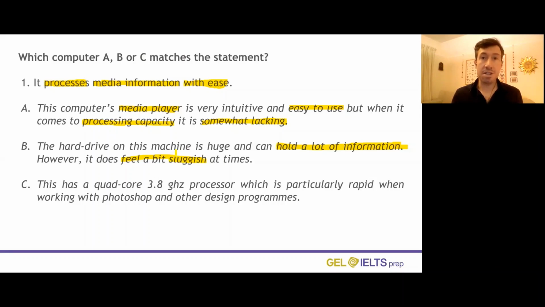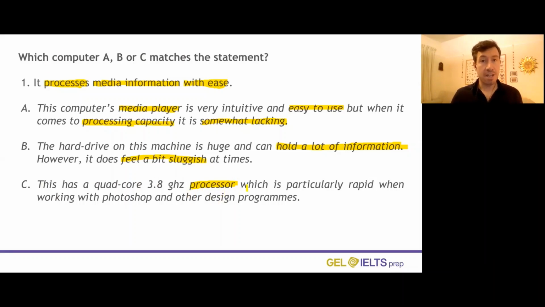Let's now look at C. We said A is not correct. We said B is not correct. So C must be correct, but let's just check anyway to make sure. It says this has a quad-core 3.8 gigahertz processor. Processor here is the noun of processes. Processes is a verb, processor is a noun. Again, you can look for this keyword. You would have seen processing here and processor here. So just looking for the one keyword will not be enough to find the correct answer.